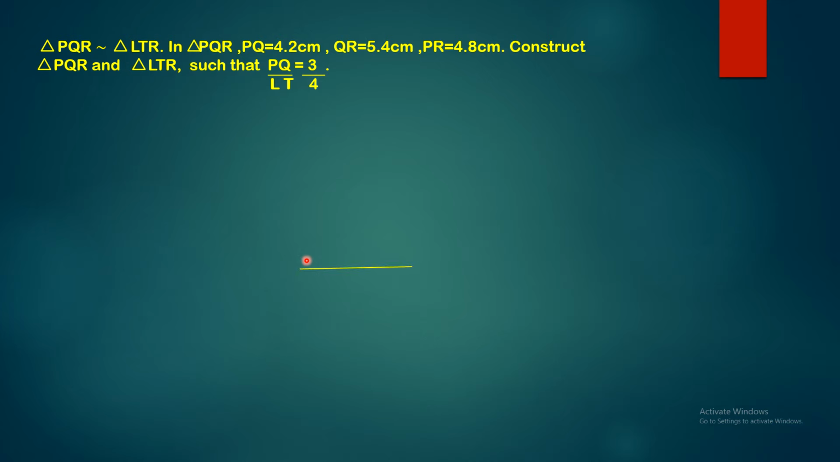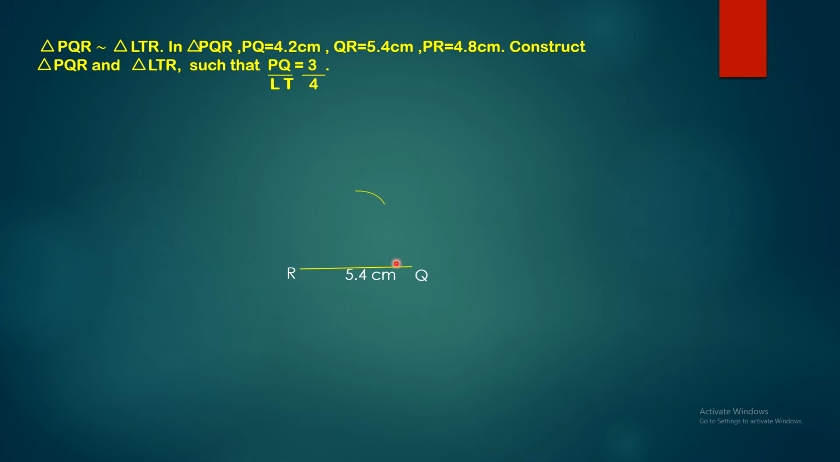Okay. Now let's draw a base which contains R. So take the base as QR, but we have to name it RQ because we have to put R on the left side of the figure. RQ has length 5.4 cm. Now from point R we have to draw PR. PR is 4.8 cm. So with the distance 4.8 cm, draw one arc from point R.